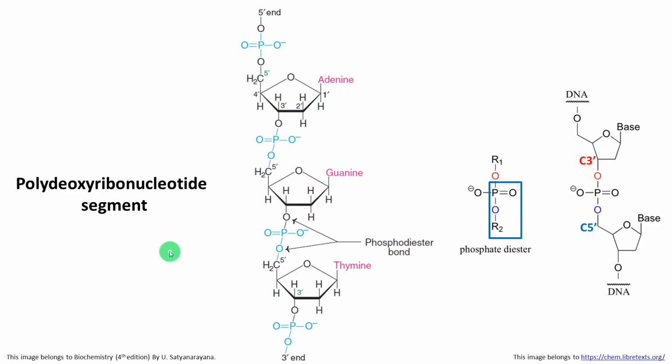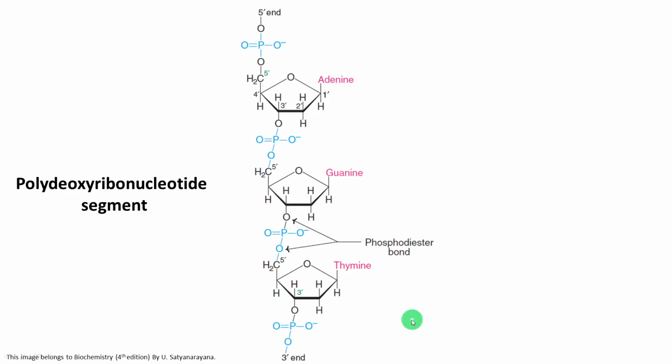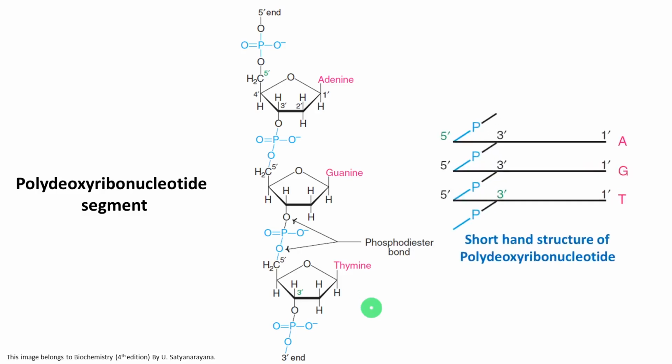Now, this polydeoxyribonucleotide segment is going to form a single strand of a DNA. Usually, to easily draw this polydeoxyribonucleotide segment, we prefer a shorthand structure of this polydeoxyribonucleotide segment. The shorthand structure consists of a simplified diagram which will help you to understand the structure of polydeoxyribonucleotide segment or simply the structure of DNA. So let us see what that shorthand structure of polydeoxyribonucleotide segment is. So towards the right hand side, you can see the shorthand structure of polydeoxyribonucleotide.